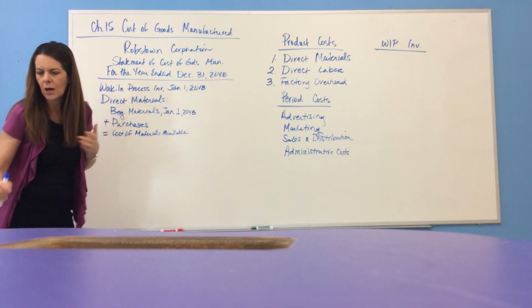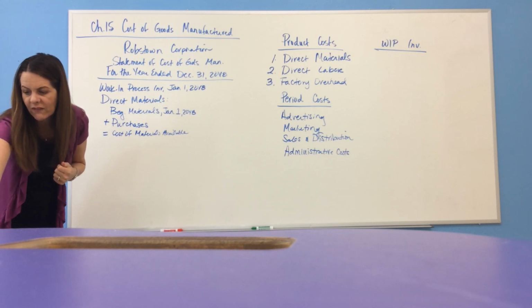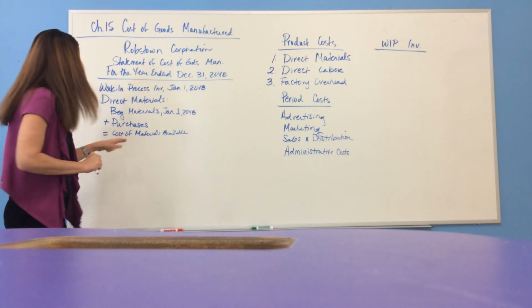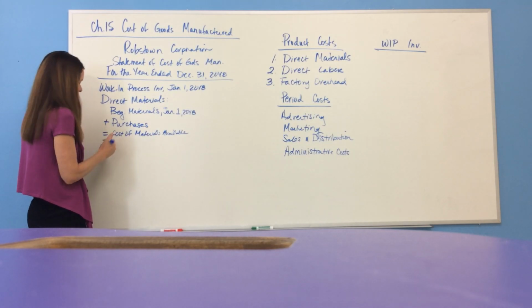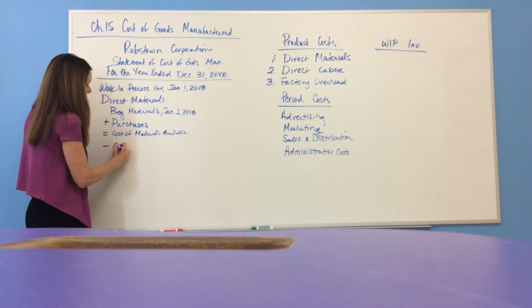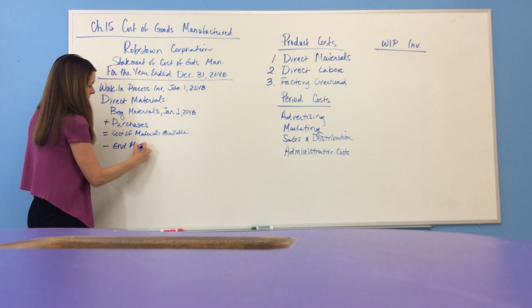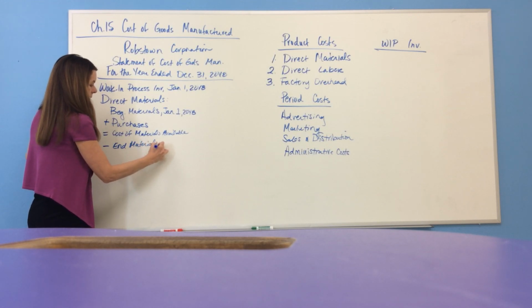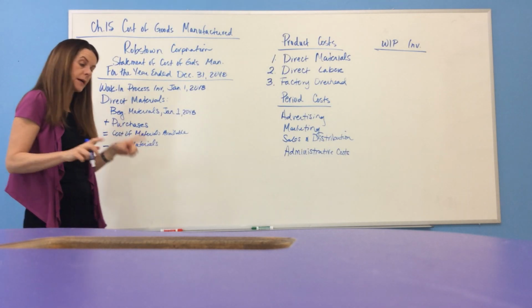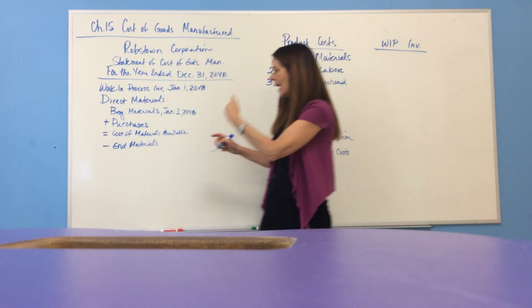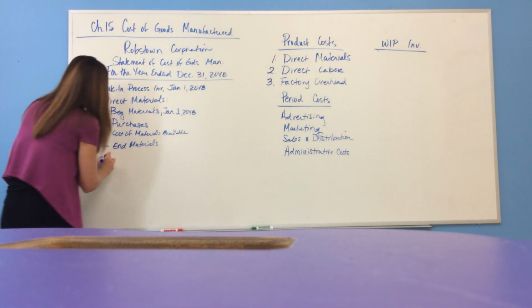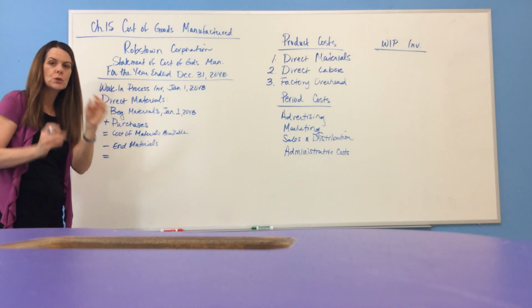Okay, that's going to give you cost of materials available for use. So we're going to take this number plus this number, and we're going to equal this number. Now we're going to subtract ending materials, what we have left over untouched at the end of the period, the end of the year in this case, and that's then going to equal the cost of materials used this period.